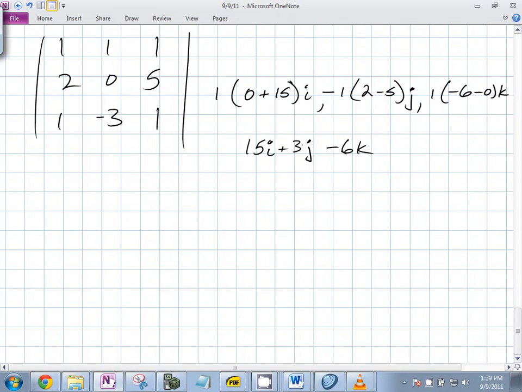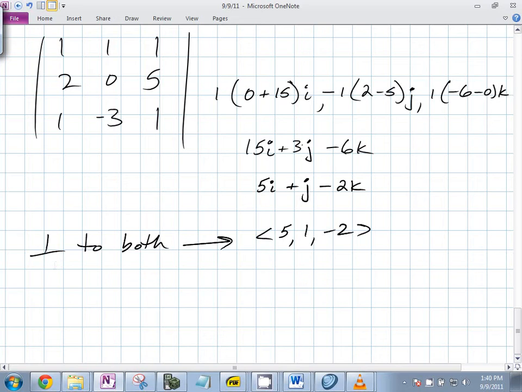So we can multiply this by anything we want, because we just care about the overall direction, not the magnitude of the direction. So we end up with 5i plus j minus 2k. So the vector we're looking for is the direction vector 5, 1, negative 2. So this right here is perpendicular to both planes. Where? Normal vector. Yes, it is perpendicular to both normal vectors. Normal vectors of the 2 planes.